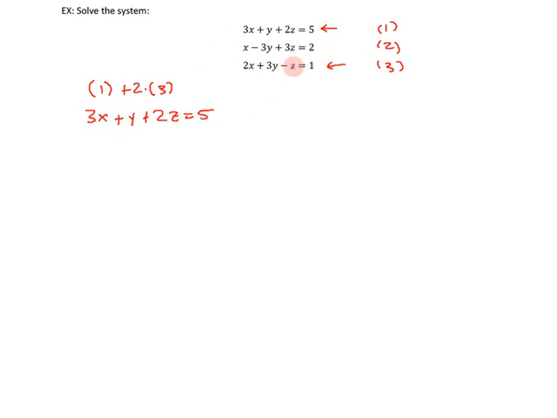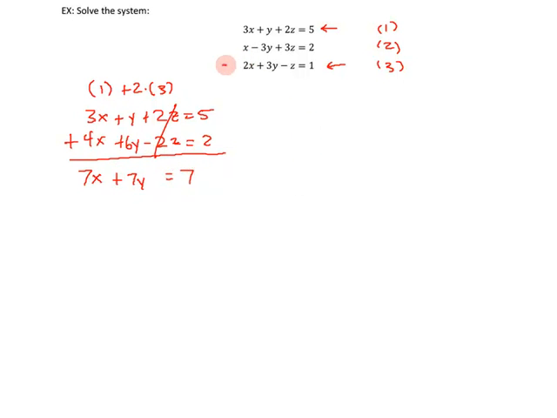Now take 2 times the last equation. 2 times 2x is 4x. 2 times 3y is 6y. 2 times minus z is minus 2z. And 2 times 1 is 2. Add those together. I'll get 7x plus 7y, the z's are gone, and that equals 7.